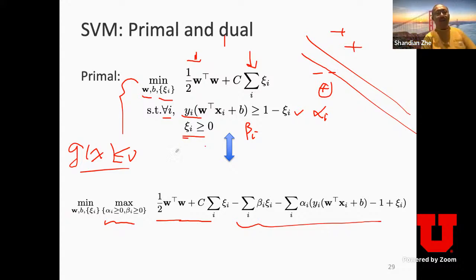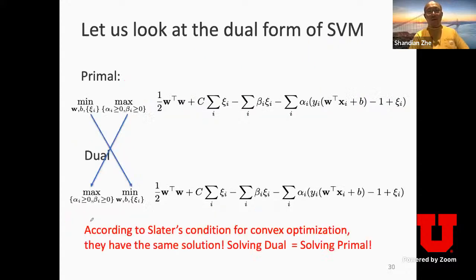And then in the outer level, we minimize the Lagrange function with respect to W, B and those slack variables. This is just a straightforward application of the primal form and the Lagrange form. Right? And then by switching the max and min order, we arrive at the dual form of SVM.